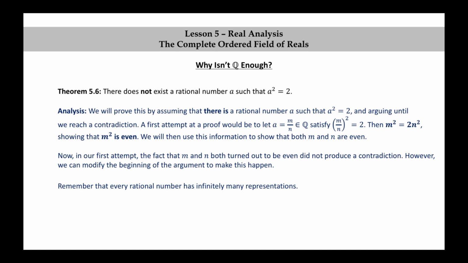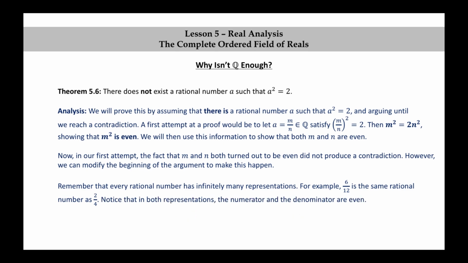Remember that every rational number has infinitely many representations. For example, 6 over 12 is the same rational number as 2 over 4 because 6 times 4 is equal to 12 times 2. Notice that in both representations, the numerator and denominator are even. However, they are both equivalent to 1/2, which has the property that the numerator is not even.